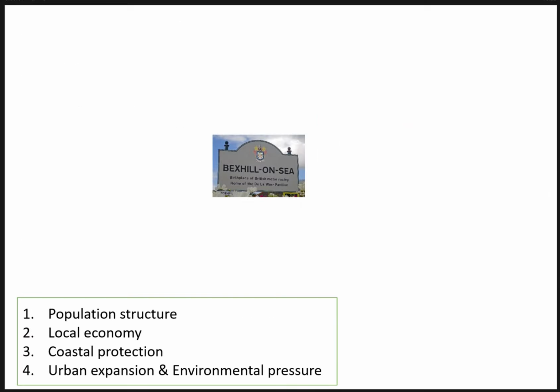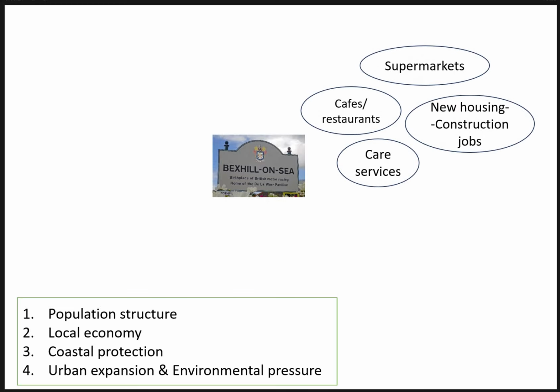We can classify some of the changes in Bexhill in these ways. What's happening to the population structure, the local economy, what's happening with coastal protection, and what are the environmental pressures due to urban expansion. So in Bexhill-on-Sea, we see specific types of supermarkets, cafes, restaurants, of course care services, and we see lots of new housing. So the new housing creates construction jobs as well.